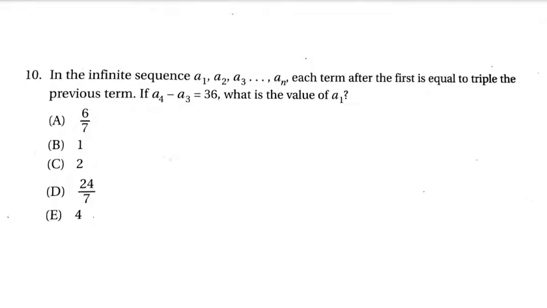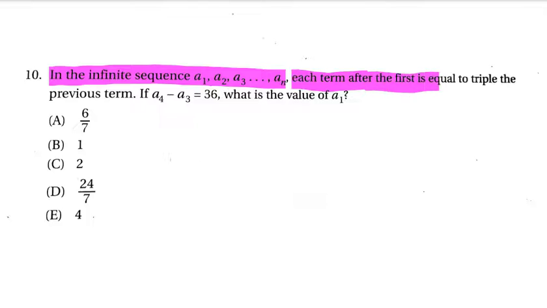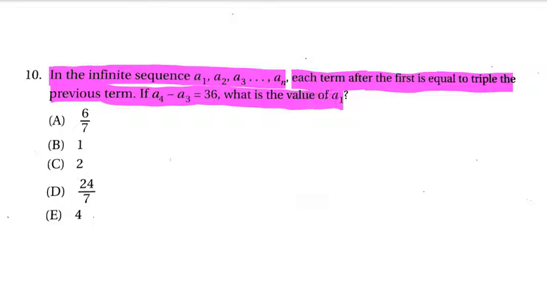Now let's go on to our 10th question. So what is question number 10 trying to tell us? Let's read the question. It's saying in an infinite sequence a1, a2, a3 on till an, they are saying infinite, and they have given till an. I don't know why they write such things. Infinite will not end in an, it will continue on. Each term after the first is equal to triple the previous term. If a4 minus a3 is 36, then what is a1?